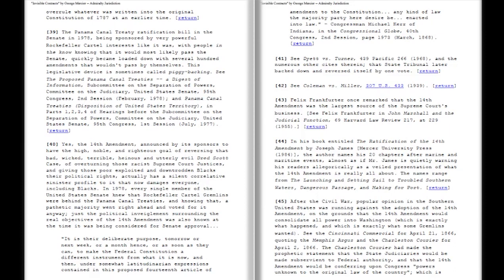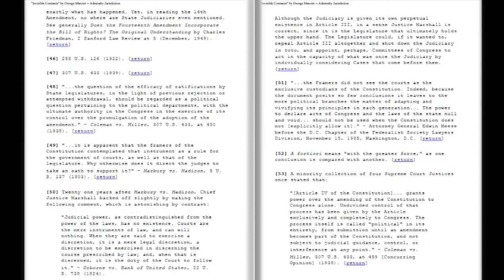See the Cincinnati Commercial for April 21, 1866, quoting the Memphis Argus and the Charleston Courier for April 2, 1866. The Charleston Courier had made the prophetic statement that the state judiciaries would be made subservient to federal authority, and that the 14th Amendment would be conferring upon Congress powers unknown to the original law of the country, which is exactly what has happened. Yet, in reading the 14th Amendment, nowhere are state judiciaries even mentioned.